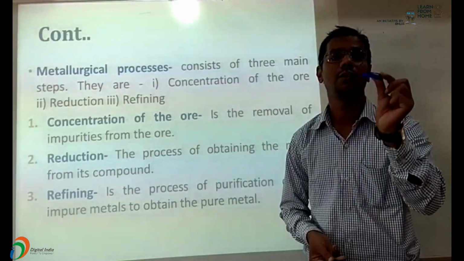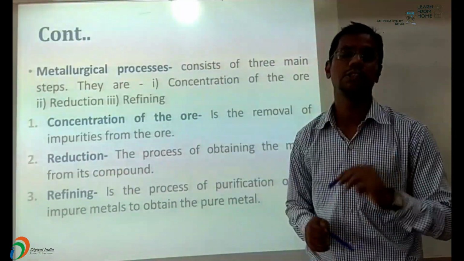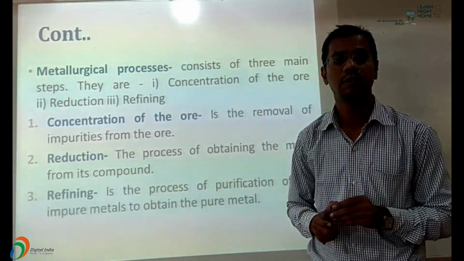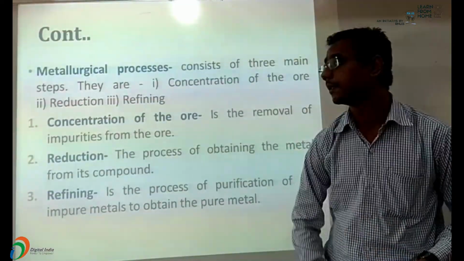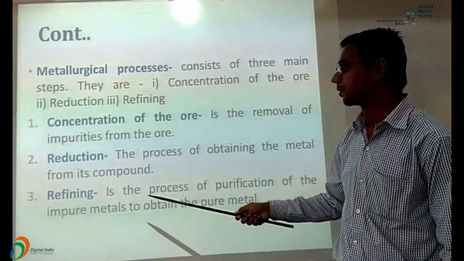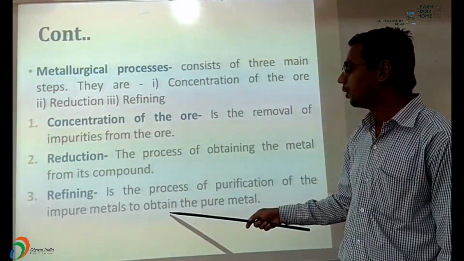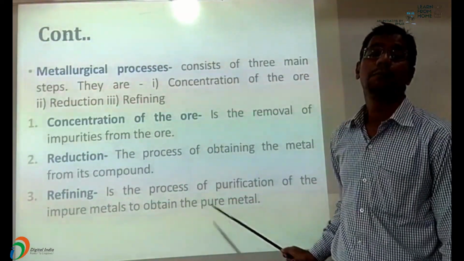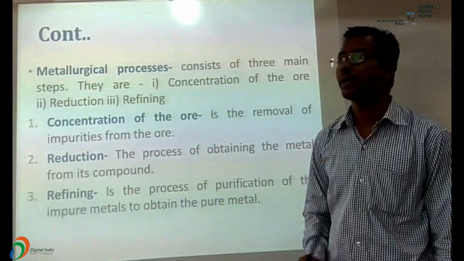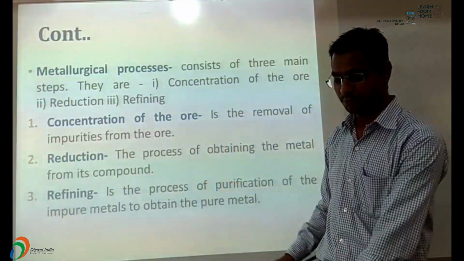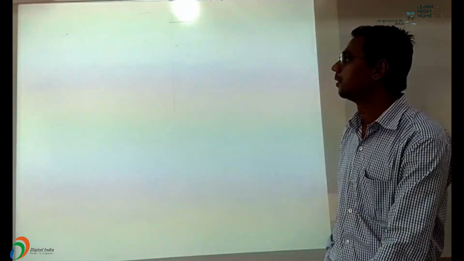That time only we can use it. So this is nothing but the final step of metallurgical process. So what is refining? Is the process of purification of impure to obtain a pure metal. Okay, so these are the three different steps of metallurgical process.